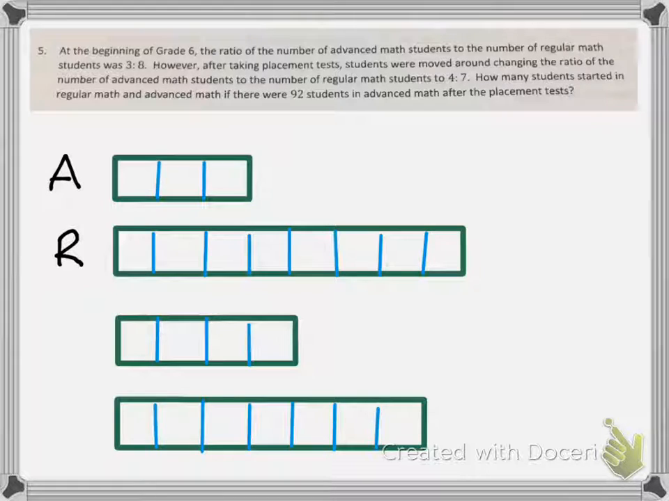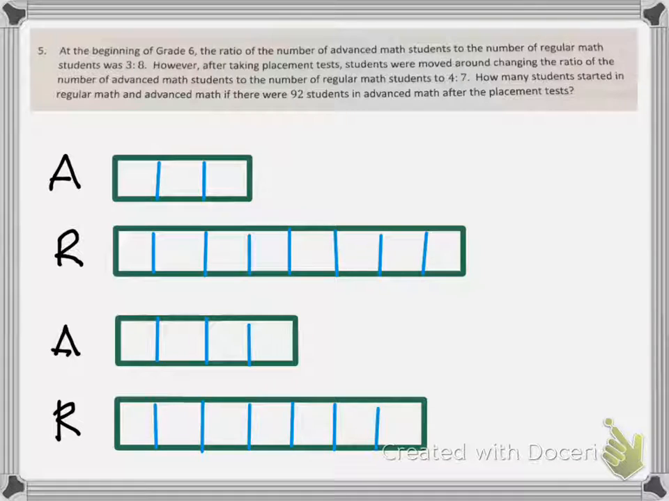All right, picking it up, it says, however, after taking placement tests, students were moved around, changing the ratio of the number of advanced math students to the number of regular math students to 4 to 7. So I've got my 4 boxes to 7 boxes, and again, it's advanced math compared to regular math students. So I've got my tape labeled.